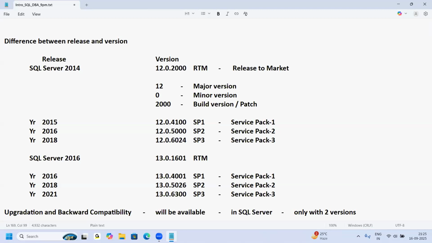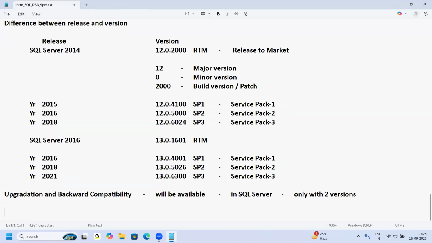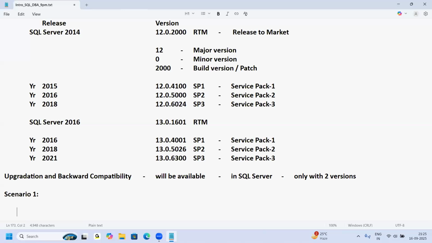Listen carefully, please. This part also, listen carefully. Scenario one. Assume in your personal system or in a company wherever you're working, you have installed SQL Server 2008. Say you are working on it. It's already installed, it's working, it's fine.